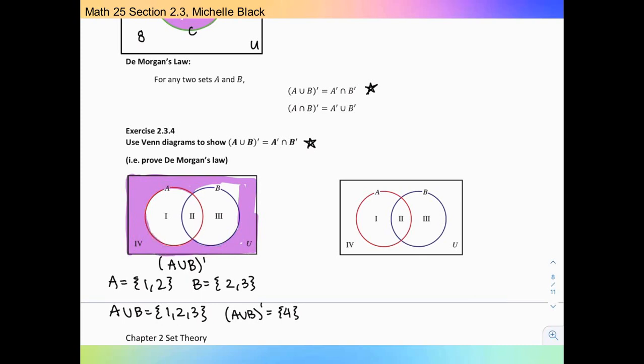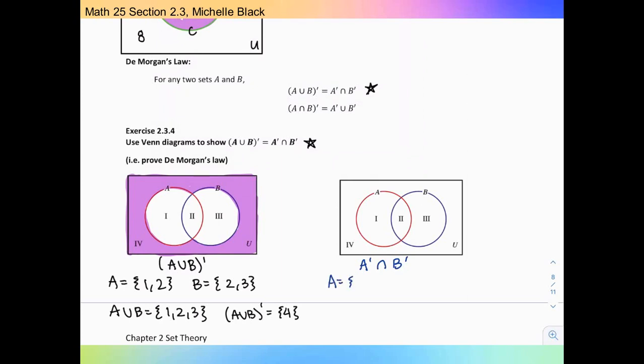So what that means is any elements that live within region 4, you can also say that they live within the set, the complement of A union B. All right, let's look at A complement intersect B complement.